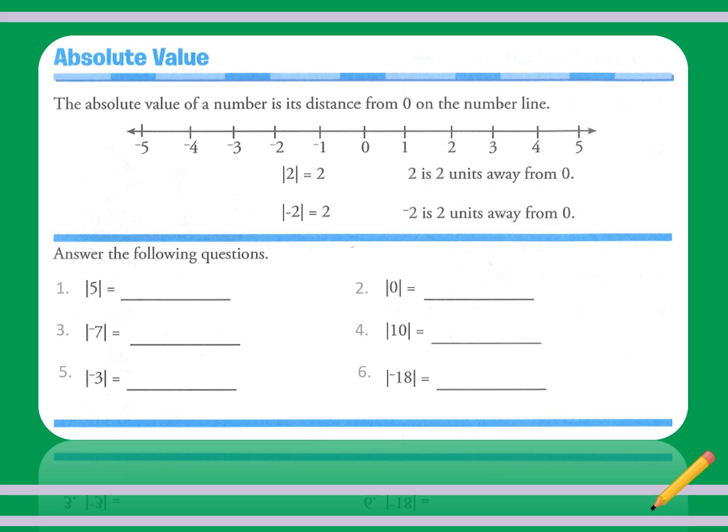Absolute value. The absolute value of a number is its distance from 0 on the number line. The absolute value of 2 is 2. 2 is 2 units away from 0. The absolute value of negative 2 is 2. Negative 2 is 2 units away from 0 on the number line.